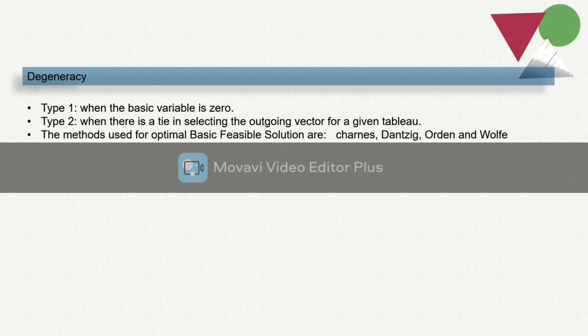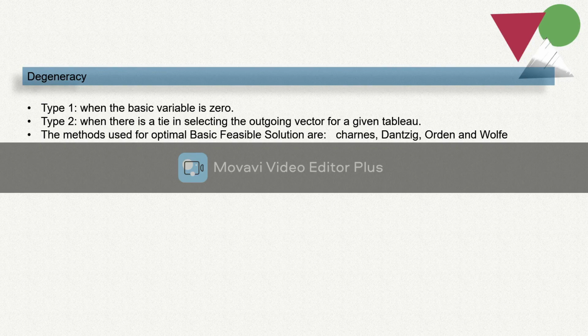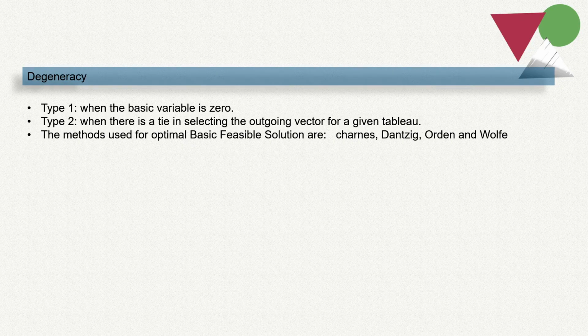Then the next concept is degeneracy. There are two types, type 1 and type 2. Type 1 degeneracy occurs when the basic variables are 0, and type 2 degeneracy occurs when there is a tie in selecting the outgoing vector for a given table. The methods used for optimal basic feasible solution are Charnes, Dantzig, Orden and Wolfe.